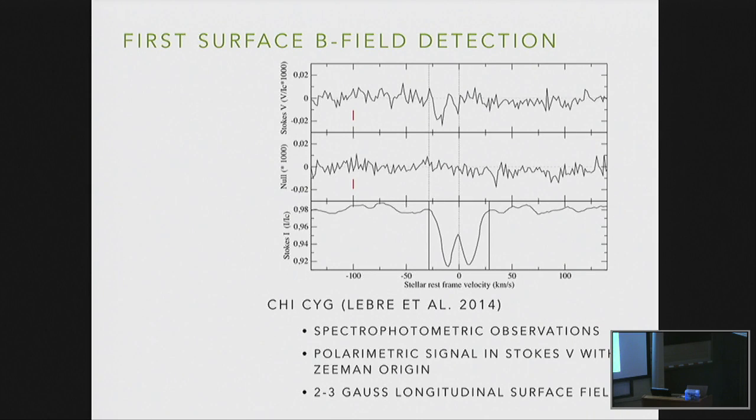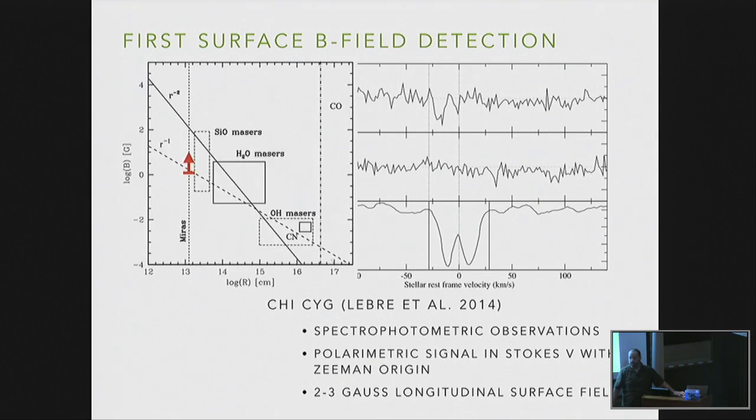But we actually have measured, finally, the very first detection of a surface magnetic field from an AGB star. The star's name is Chi Cygni. This is the evidence for it. I don't know much about spectropolarimetric observations, so I just know that the Stokes V signature is up there, and it's present. And it's been shown that it is Zeeman in origin, so it is magnetic. It's an indicator of the magnetic field.